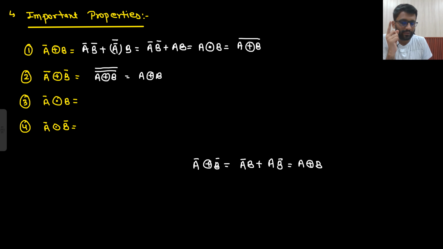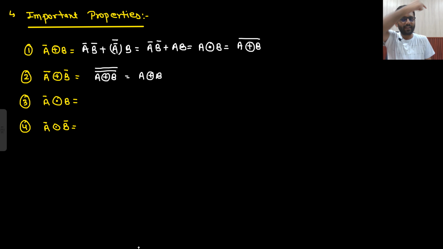So if there is bar on one, the whole bar can be taken. Same goes for this one. You can solve this one. Bar of the first one, and bar of the second one plus as it is. This is XNOR gate. In XNOR gate, what do we do?